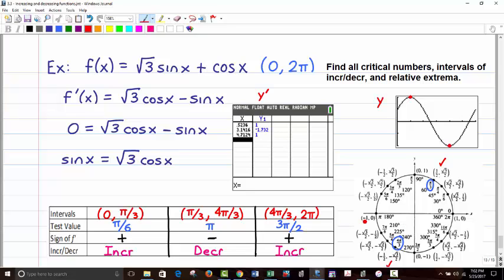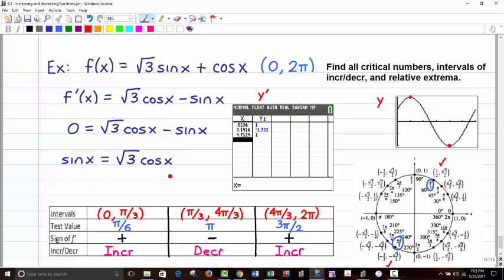So this is true. But if you divided both sides by cosine, that's the same thing as saying tangent equals the square root of 3. That's also correct. But I look at it this way. Cosine is x, sine is y. So all I'm looking for is wherever the sine will be a multiple of the square root of 3 times the cosine.